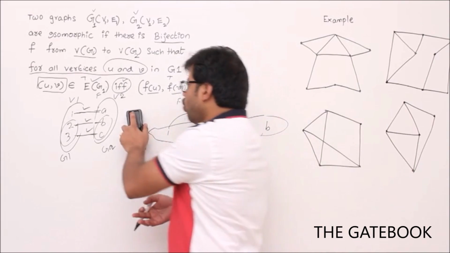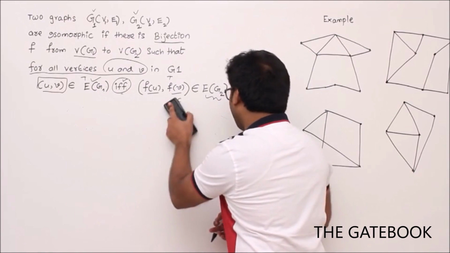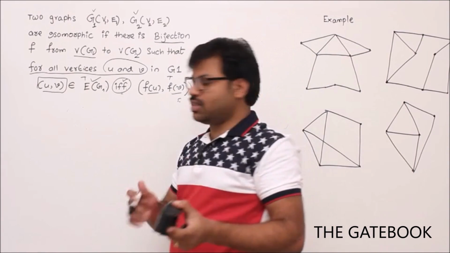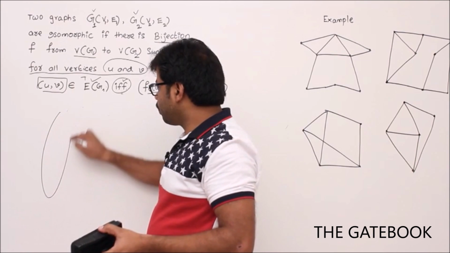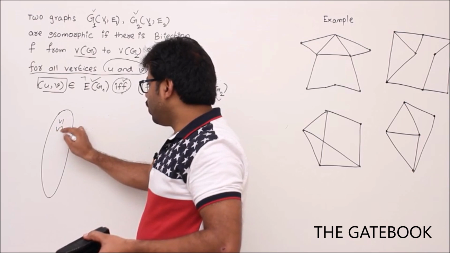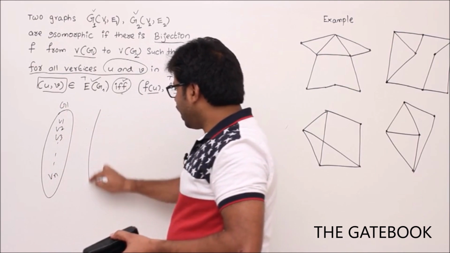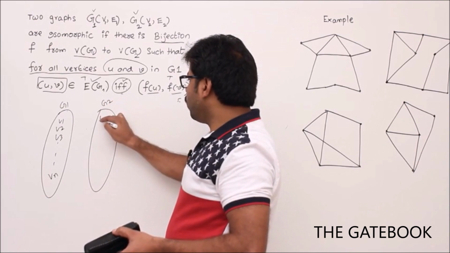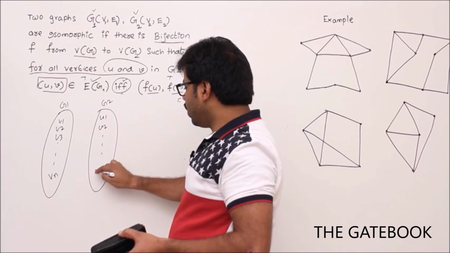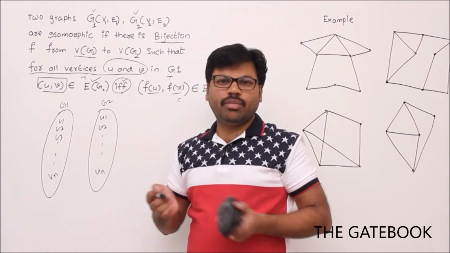I will tell you why isomorphism is a difficult problem. Let's say you don't have any clue how to map the elements. Let's see this scenario. For example, you have n vertices v1, v2, v3, and so on up to vn in graph number 1. In graph number 2 you have u1, u2, let's say up to un vertices. If the number of vertices is equal, then only we can have a bijection.